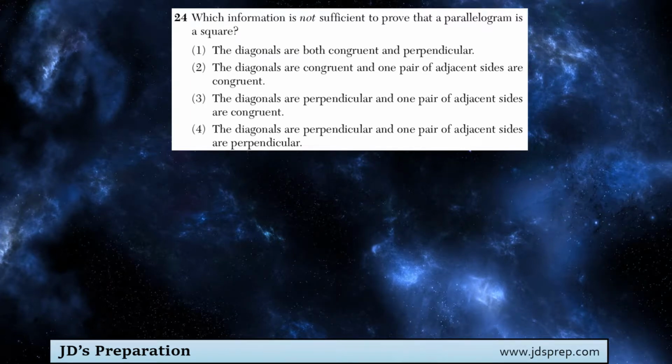For this problem, we're trying to find out which information is not sufficient to prove that a parallelogram is a square. So let's go ahead and go through the four options and try to work this out. The first one states that the diagonals are both congruent and perpendicular.